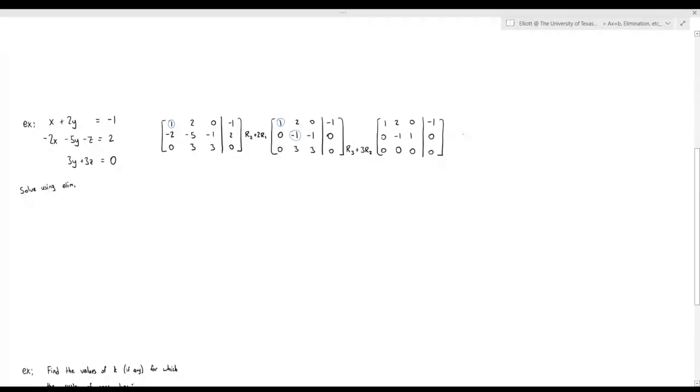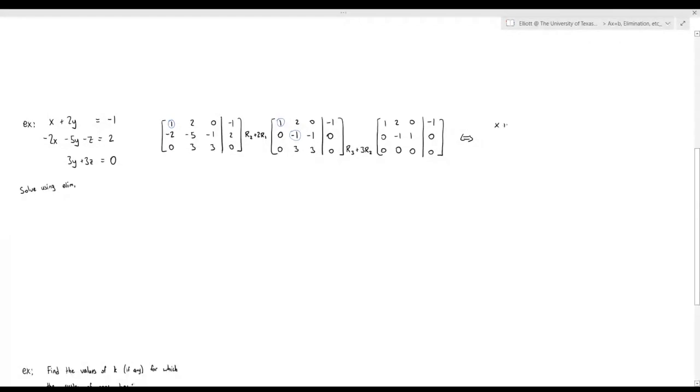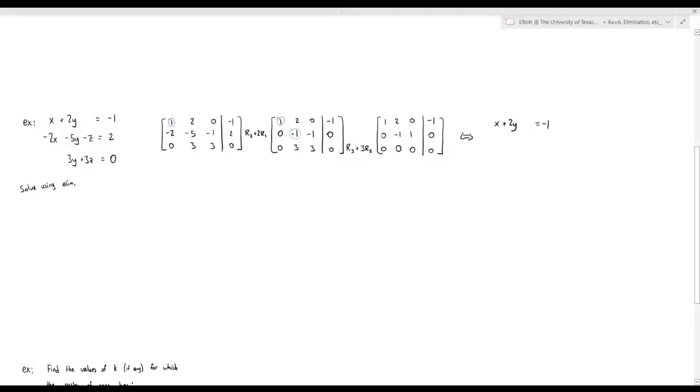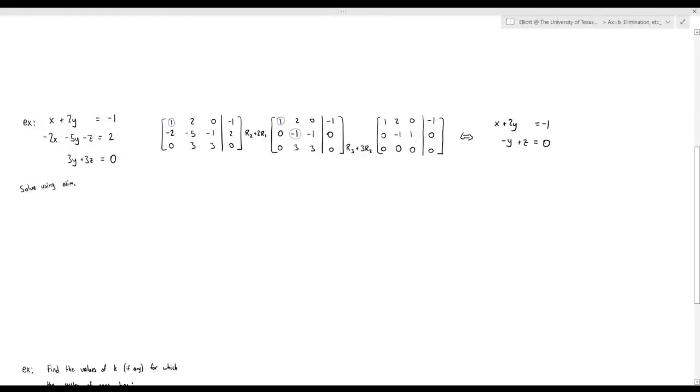So if I were to rewrite the corresponding system of equations, the first row gives us 1x plus 2y equals -1. The second row gives me -y plus z is 0. The third row just basically gives us a 0 equals 0. So there's not really much point in writing it out. So what's happening in this problem right now is we're actually getting infinitely many solutions.